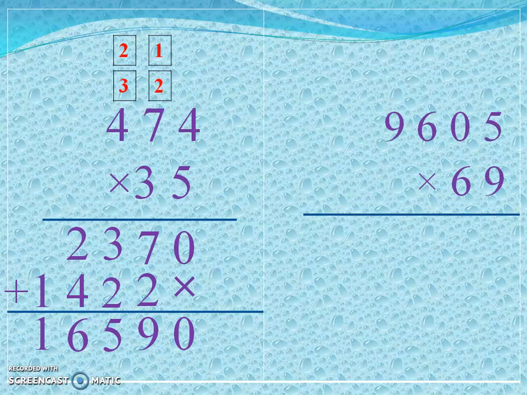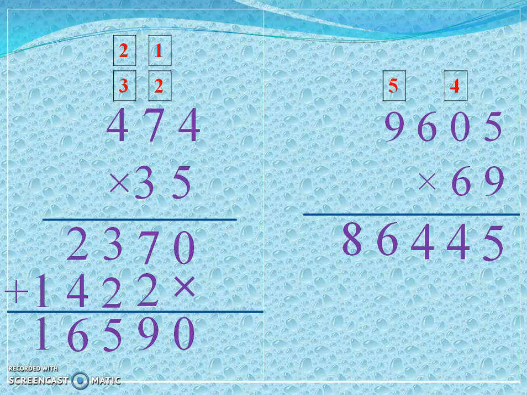Now let's see another example. And our next example is 9,605 multiplied by 69. So first we'll start multiplying by 9. 9 5s are 45 where 4 goes up as a carryover, 5 comes down. 9 zeros are 0 plus 4 gives you 4. 9 6s are 54 where 5 goes up as a carryover, 4 comes down. Now 9 9s are 81 plus 5 gives you 86.